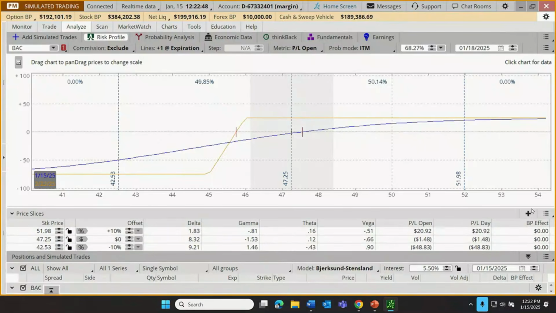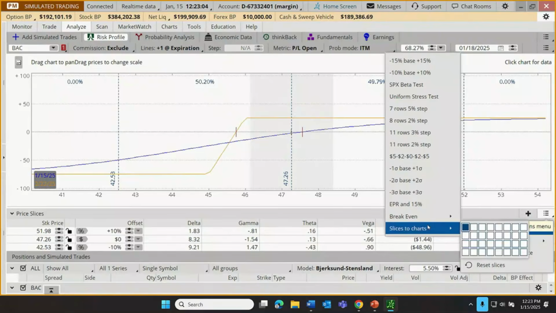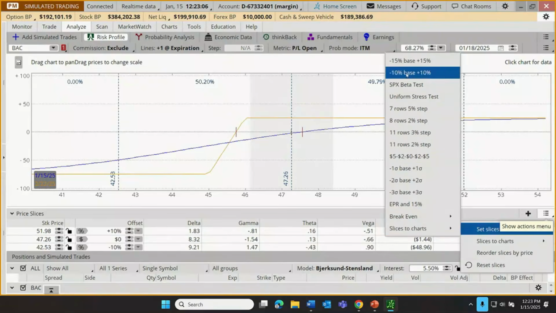So, for example, we can come over here to where we have our little action menu. Anytime on Thinkorswim you see 3 dashes and 3 dots, that's a menu that allows us to make changes to our chart. So for example, you might be wondering, why is it setting our base price plus or minus 10%?